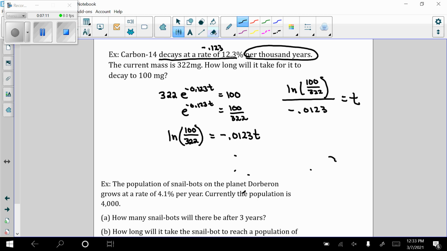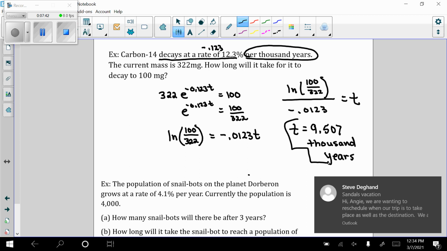Make sure you get your calculator, make sure you have it. Put that value in your calculator and make sure you're getting the right answer. If you have trouble with your calculator, you're going to need to ask me in class. You should get 9.507. But remember, that is thousands. So always label your answers.